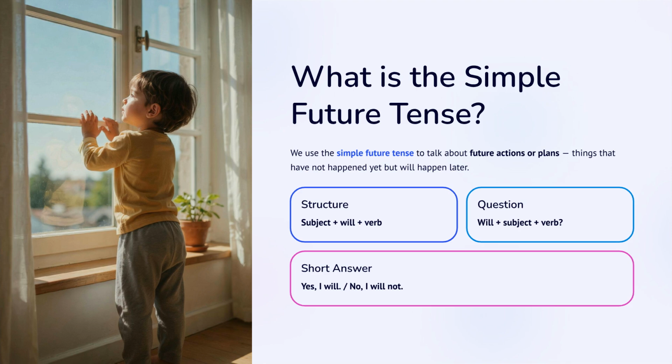Let's look at the basic structure. For a standard sentence, we use subject plus will plus base verb. To form a question, we invert the order: will plus subject plus base verb. For a short answer, you can simply say, yes, I will, or no, I will not.